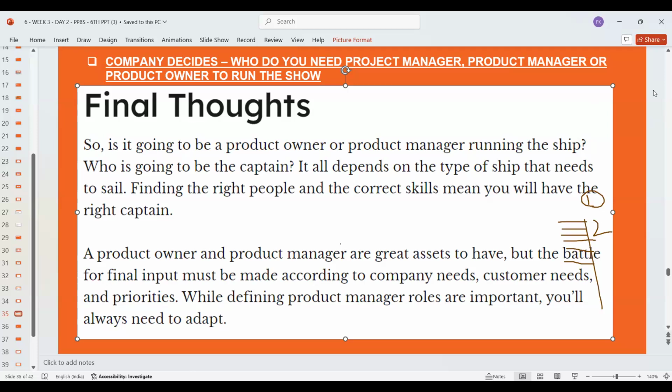So it is going to be a product owner or product manager running the ship, right? Who is going to be the captain? It all depends on the type of ship that needs to sail. Finding the right people and the correct skills means you will have the right captain. Product owner and product manager are great assets to have, but the final decision must be made according to company needs, customer needs, and priorities. While defining product manager roles is important, you will always need to adapt.